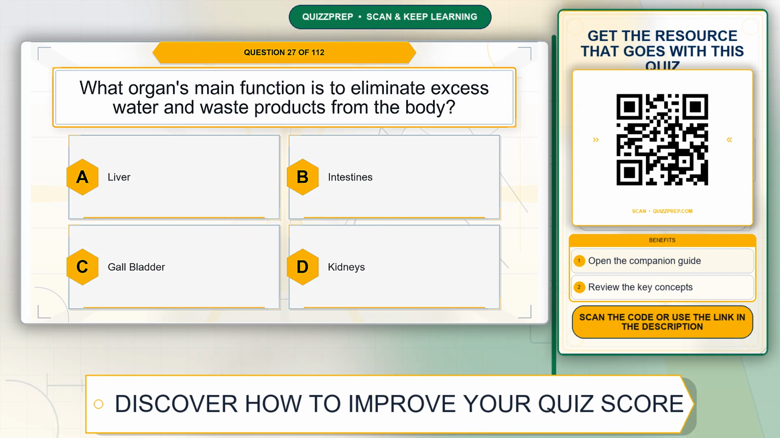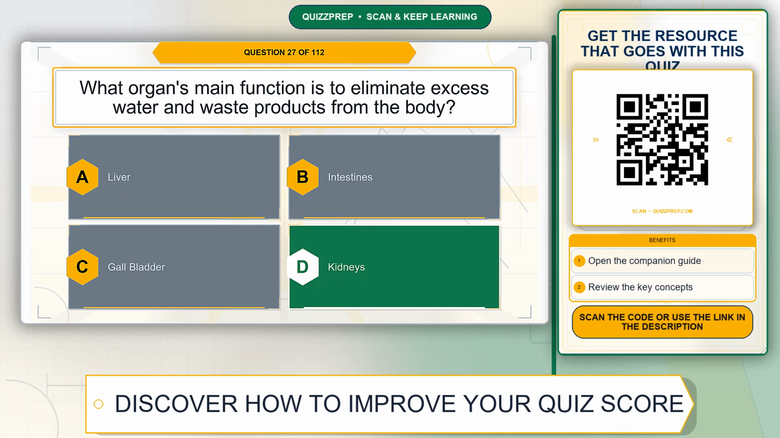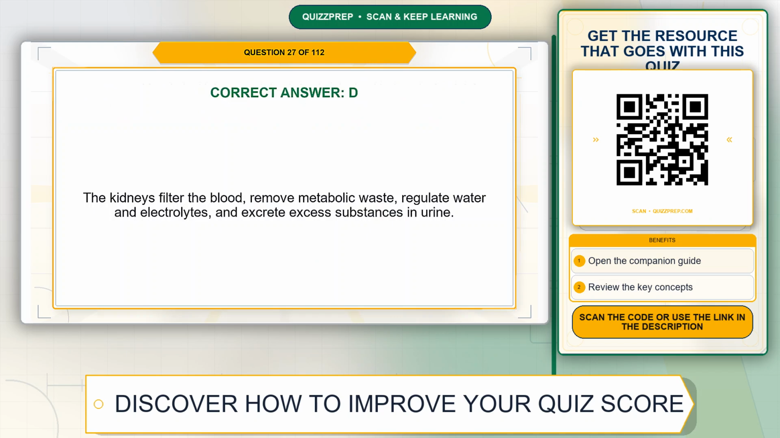Question 27. What organ's main function is to eliminate excess water and waste products from the body? Option A, liver. Option B, intestines. Option C, gallbladder. Option D, kidneys. The correct answer is option D, kidneys. Explanation. The kidneys filter the blood, remove metabolic waste, regulate water and electrolytes, and excrete excess substances in urine.